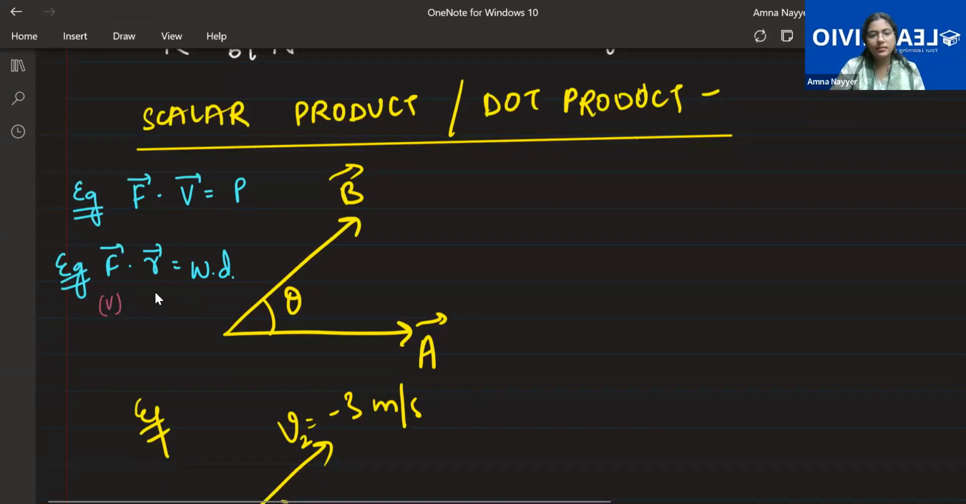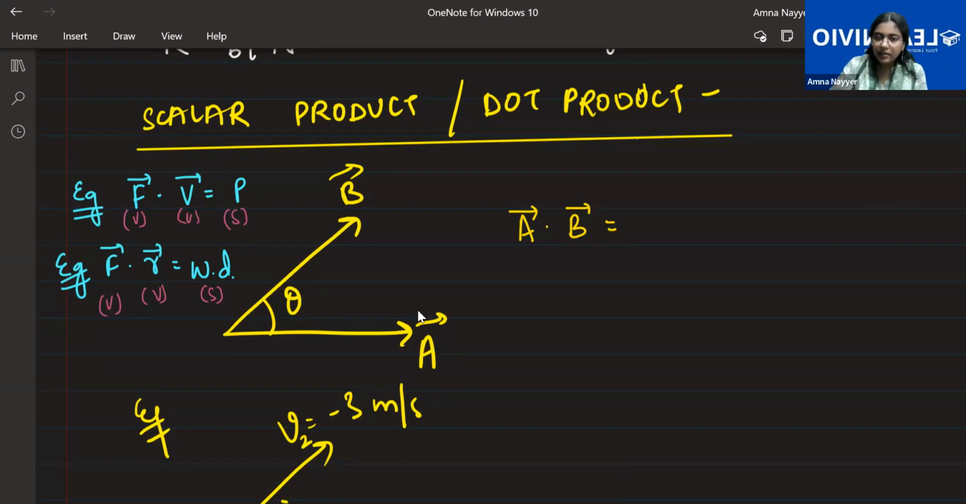See, this is a vector, this is a vector, but the result is a scalar. That's how you use it. This is one vector A, this is another vector B, and the angle between them is theta. So when you write the dot product A dot B, how do you solve it? Take the magnitude of vector A, take the magnitude of vector B, and take the cosine of the angle, that is cos theta. So you can say A dot B is simply AB cos theta.